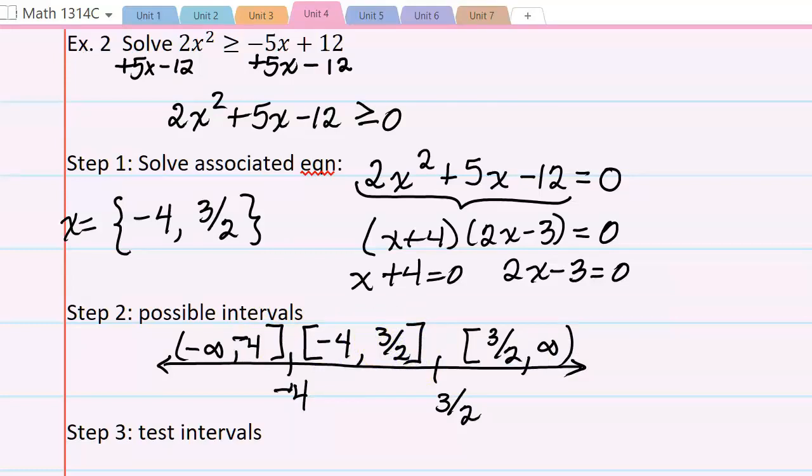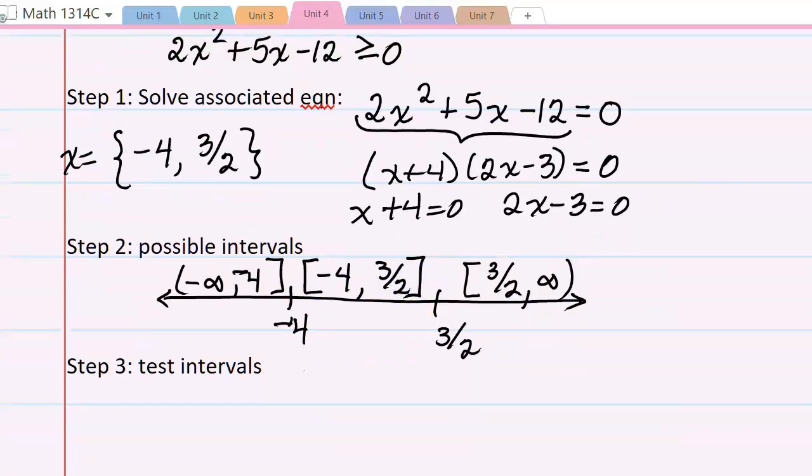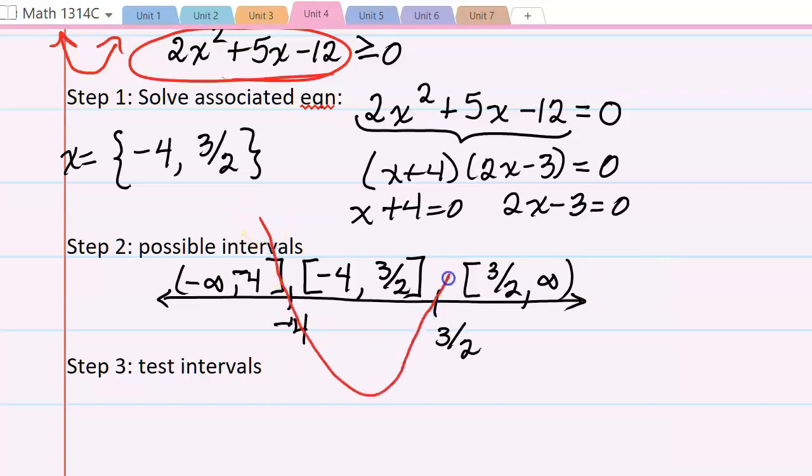For step 3, let us imagine the parabola going through our x values of -4 and 3/2, so we can determine when it is greater than 0 or above the x-axis. From the inequality of 2x squared plus 5x minus 12 is greater than or equal to 0, we can see that the graph will open upward, since the coefficient of x squared is a positive 2. From the graph, we see that there are two portions of the graph that are above the x-axis. Once during the interval of -infinity to -4, and again during the interval of 3/2 to positive infinity.